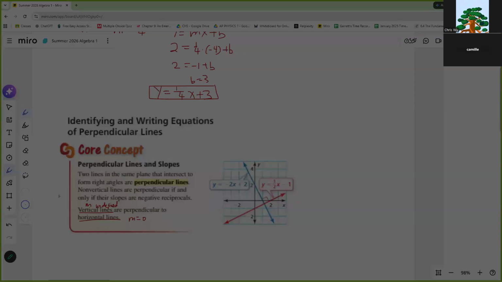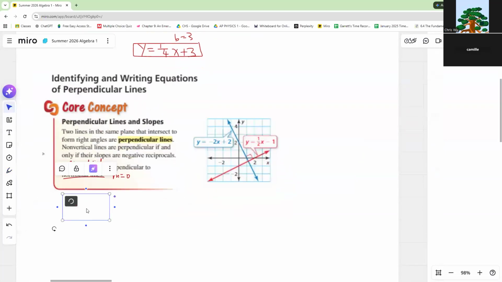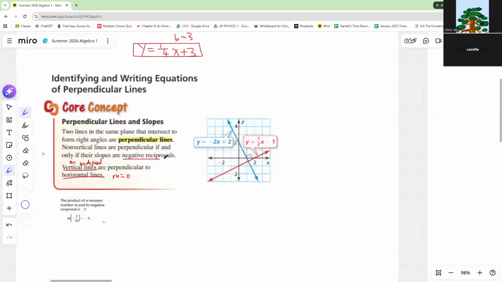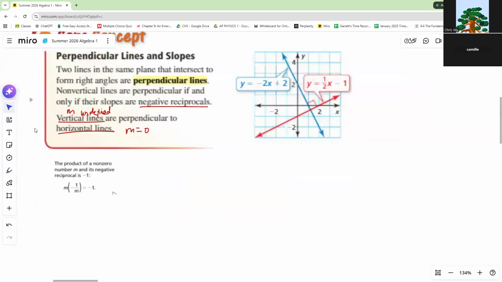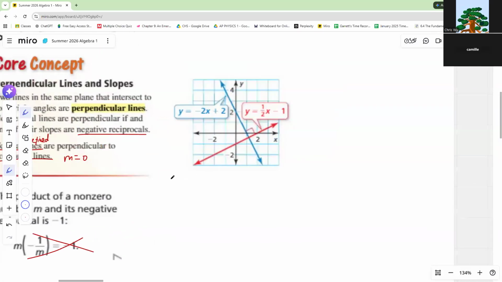Remember, the product of two numbers, if they're negative reciprocals, they need to multiply to give you -1. That's a quick check that you can do. But normally I don't use this one. I'll just think about, oh, what's a number's negative reciprocal?